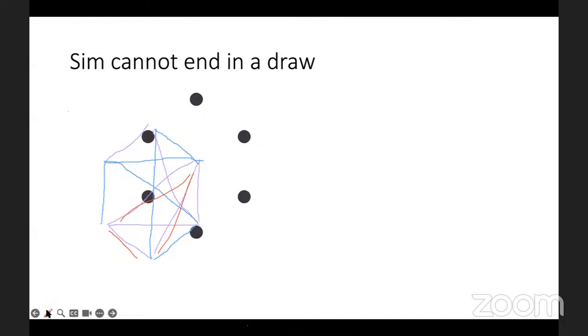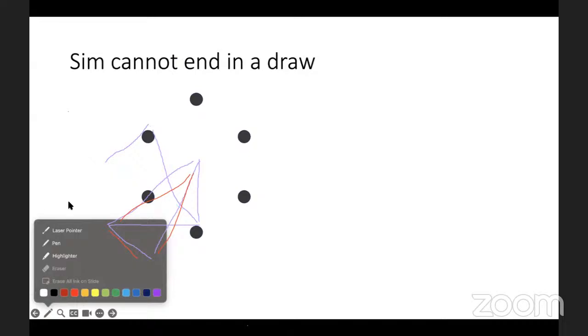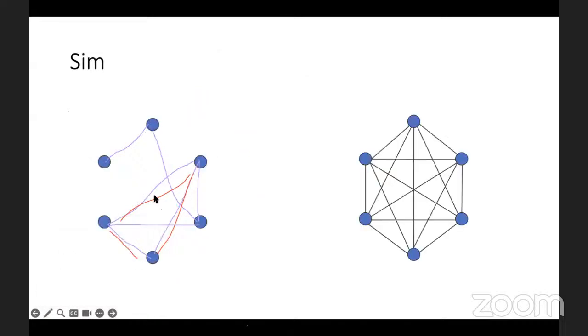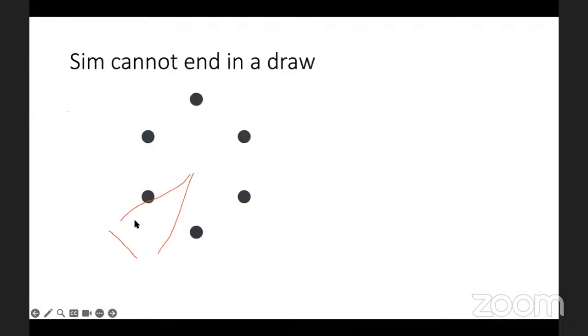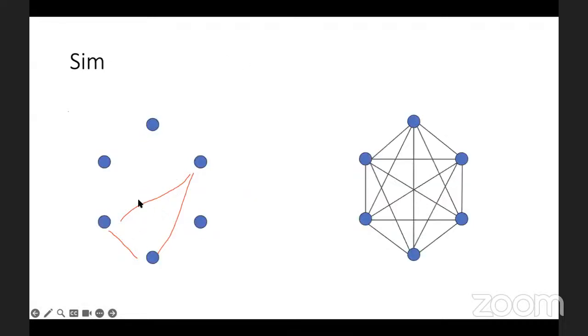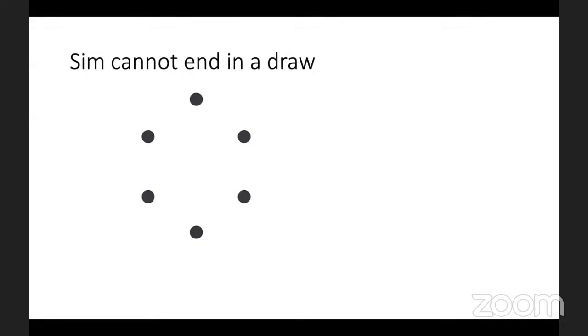Okay, so first of all, let's talk about the idea that Sim can't end in a draw. How do you get rid of these, Neil? Sorry, oops, give me a second, I'll do that. Sure. Oops. Yeah. Thank you. Good. I don't know why I switched colors.